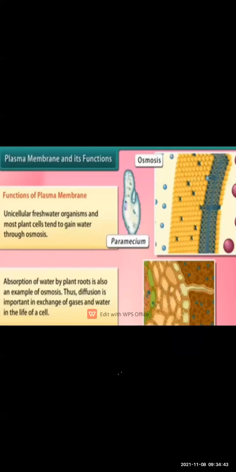Exchange of gases and water takes place in the plasma membrane. What is the function of the plasma membrane? The exchange of the gases and the water takes place in the cell. So it is the function of the plasma membrane, and whatever excess of water the cell is having, it is removing out of the cell. Unwanted water is removed out of the cell. Okay, so this is about the plasma membrane.